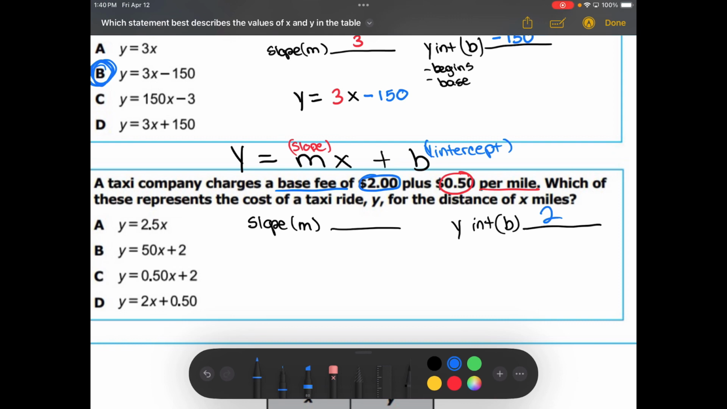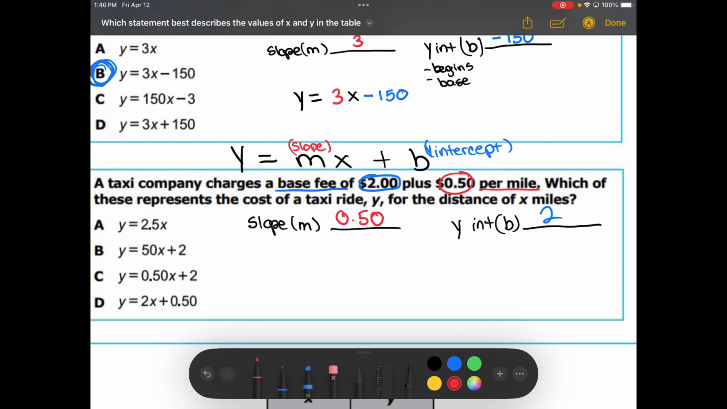The slope is your rate of change. Every time I drive a mile, I got to pay another 50 cents. 1 mile, that's 50 cents. Go another mile, it's another 50 cents. So what is my rate of change? What is my slope? 50 cents.